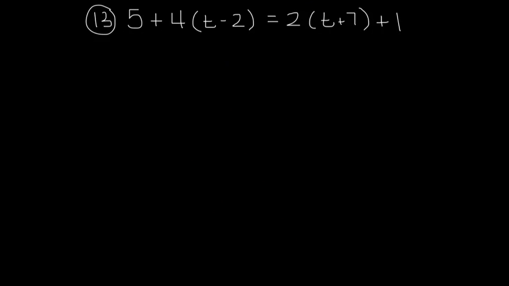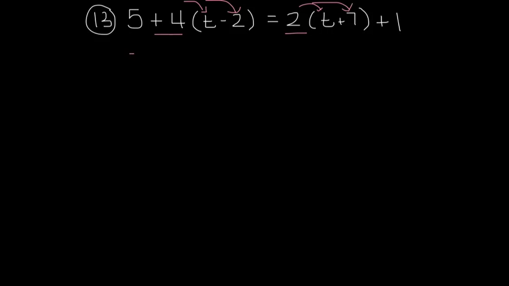Moving along, we have another problem that has those parentheses, so the first thing that I need to do is distribute to clear those parentheses. I'm always going to distribute the term or the number that is before the parentheses. So on the left side, I'll distribute the positive 4 to each one of those terms, and on the right side, I'll distribute the positive 2 to each one of those terms.